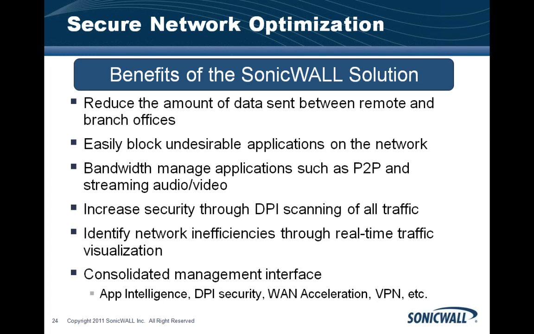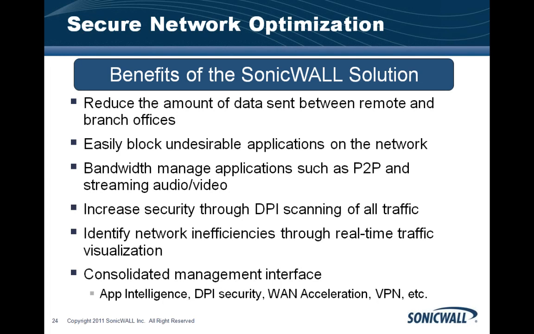We can easily block undesirable applications from any internet location on the network. We can bandwidth manage applications, so we can really limit what people can utilize as P2P and streaming audio and video. We can improve the security for our deep packet inspection scanning. Again, a key attribute to this is we have on-box reporting tools, both for app intelligence and WAN acceleration.